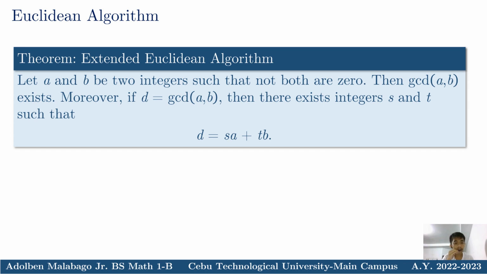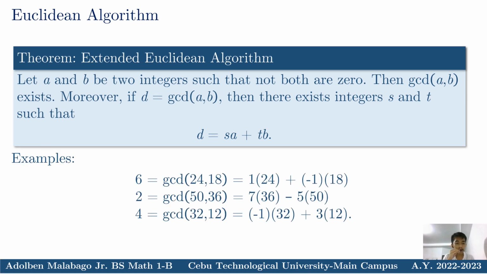Then the GCD of a and b exists. Moreover, if d is equal to the GCD of a and b, then there exist integers s and t such that d is equal to sa plus tb. So let's see the examples here.